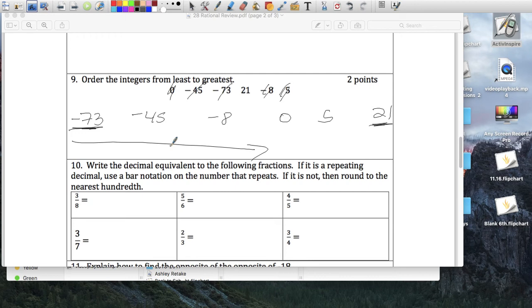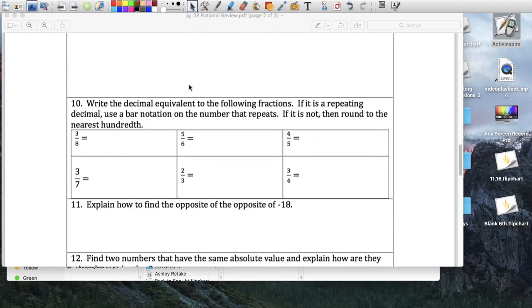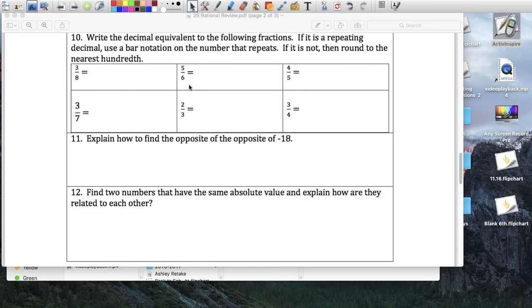So over here, I'm asking you to... you know what, I'm going to do 11 and 12 first, and then I'll go back to decimals. So number 11, explain how to find the opposite of -18.